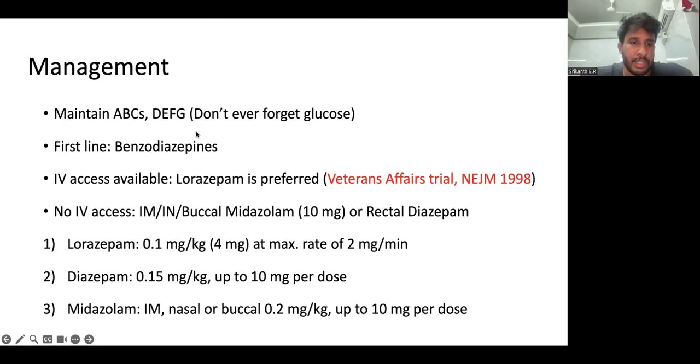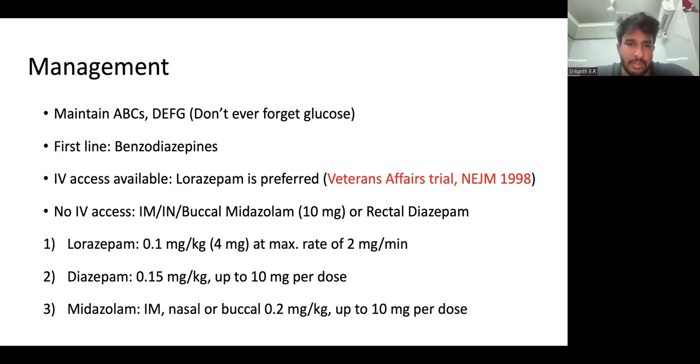So first line is again benzodiazepine. If IV access is available, lorazepam is the first choice. Among the benzodiazepines, which are lorazepam, diazepam, or midazolam, you should prefer lorazepam because it has a longer duration of action, and when you look at it, patients look seizure free at 60 minutes. So usually lorazepam, because of its long duration of action, will leave the patient seizure free at 60 minutes. And this was studied in a trial called the Veterans Affairs trial.